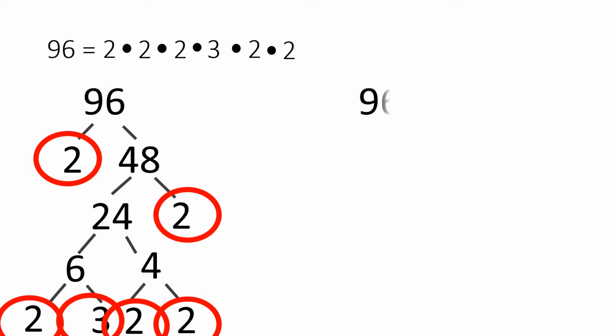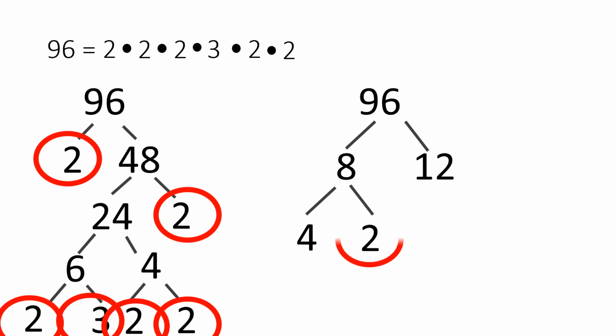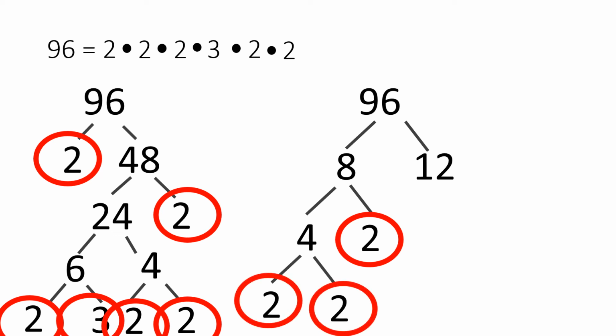Let's do it again. Write 96 on top and think of a number that goes into 96. Let's go 8 times 12. Let's break it down. 8 will be 4 times 2. 2 is a prime number, we leave it alone. The 4, we break it down or divide it further. 2 times 2. These are prime numbers, we leave them alone.